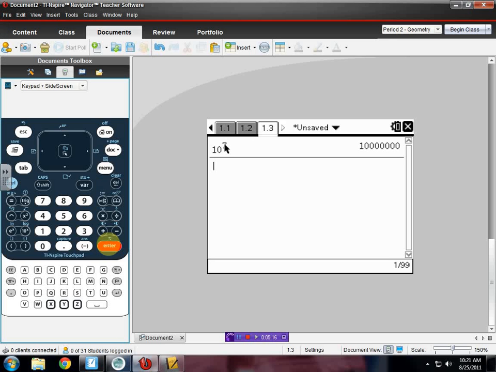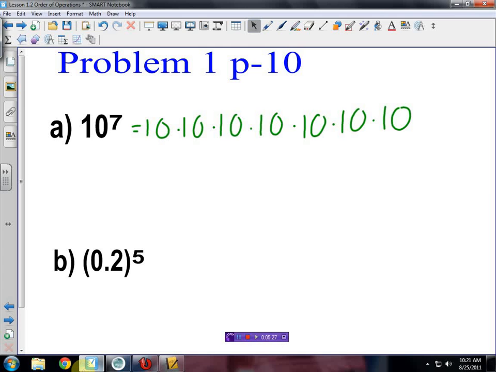And that's a big number, right? What's 10 times 7? 70. What was 10 to the 7th? Yeah, 10 million. Those are a little bit different, right? They're really close, but they're just a little bit different. All right, so this is going to be 10 million. We'll use red.